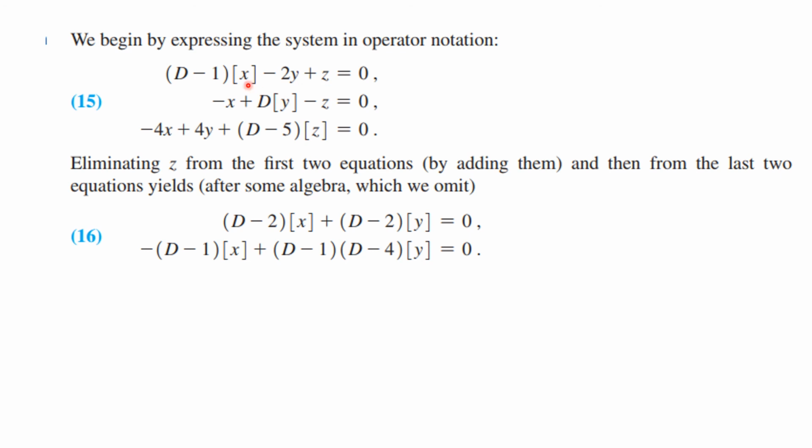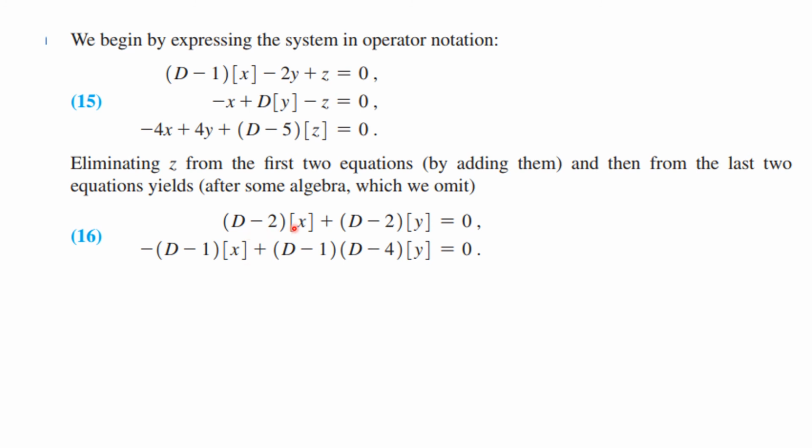Okay, again, we put it in operator notation, so the x's are under the x's, the y's come next, and the z's come next. Now we can eliminate z from the first 2 equations just by adding them, and from the last 2 you have to do some algebra here, multiplying by 5 and so on and so forth, but you can eliminate it from that as well. You could solve for z here and substitute that in as well. That might actually be the easiest way.